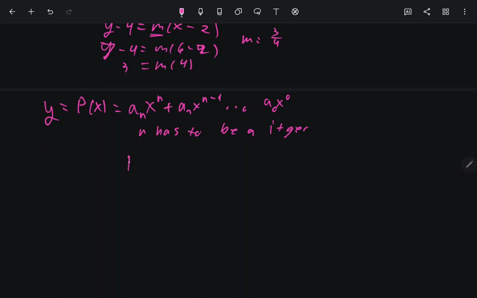Their domain is always going to be all real numbers. No matter what value of x you choose, there's always going to be an output y. And if there's not, then it's not a polynomial.